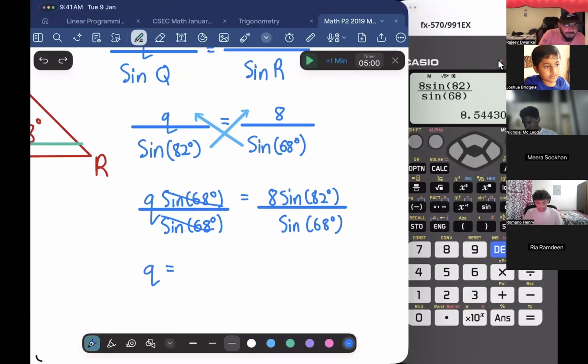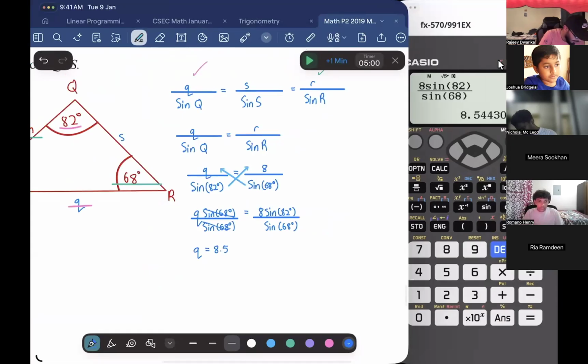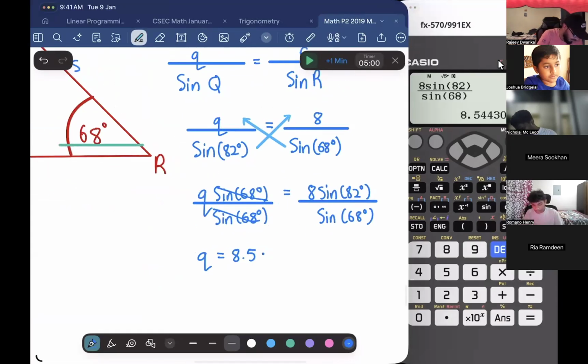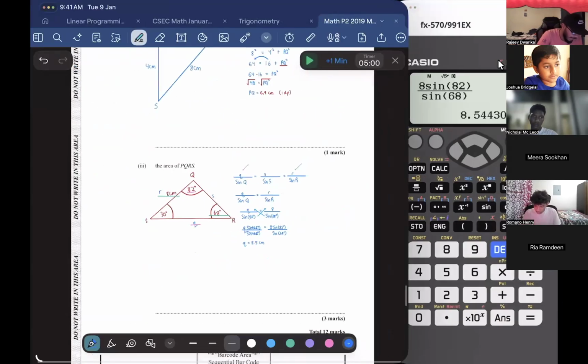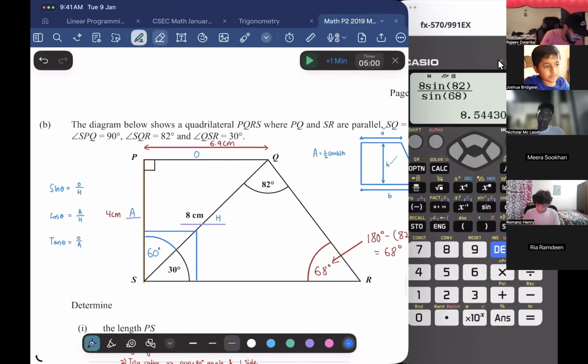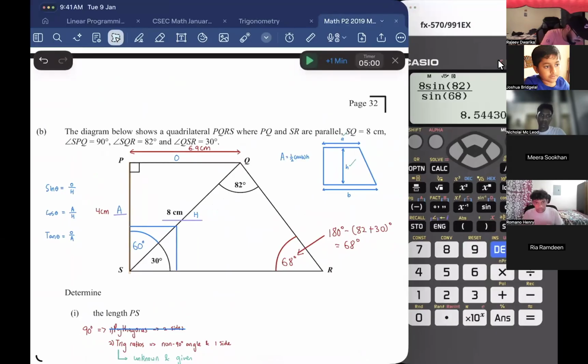8 sine 82 all over sine 68. Are you all getting 8.5 as well? Yes, sir. Right, so 8.5 centimeters. So if this is the case, guys, I now know the missing piece to my puzzle, right?